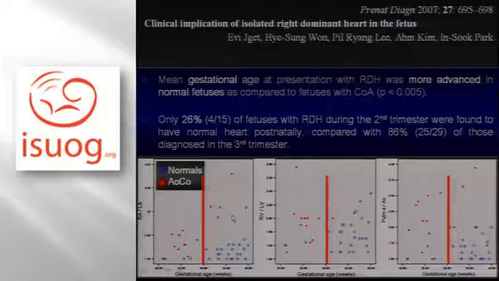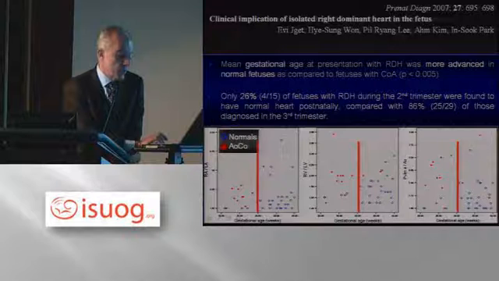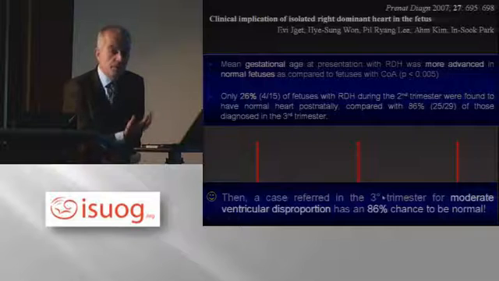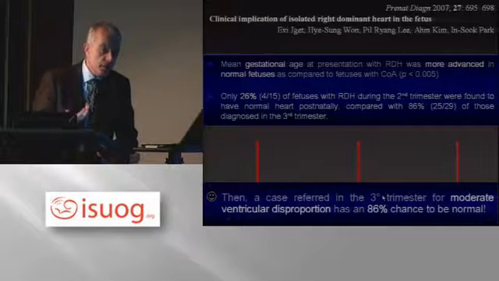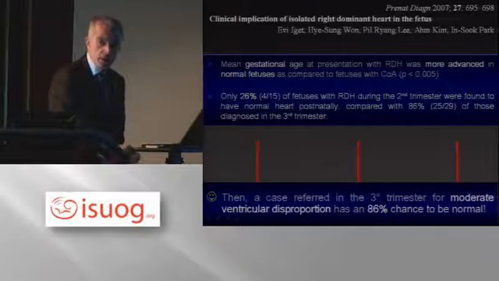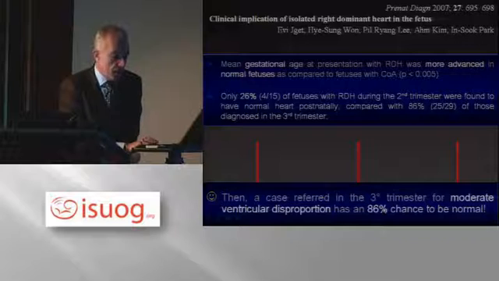And what they could see is that most of the referrals after 28 weeks or 30 weeks of gestation were normal and were false positive, and most of the referrals they got earlier than that period were actually coarctation of the aorta, despite the fact that the diameter of what they measured was the same. So the bottom line is that in their experience, if a fetus is referred in the third trimester because of moderate ventricular disproportion and suspected aortic coarctation, there is a more than 80% chance for that fetus to be perfectly normal. And this should be kept in mind when you counsel that patient.